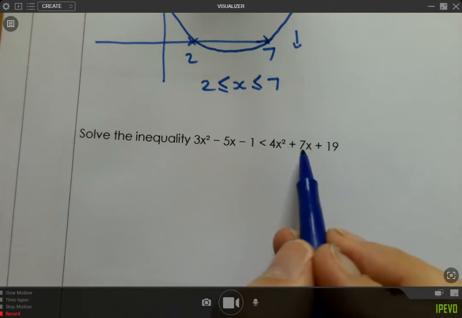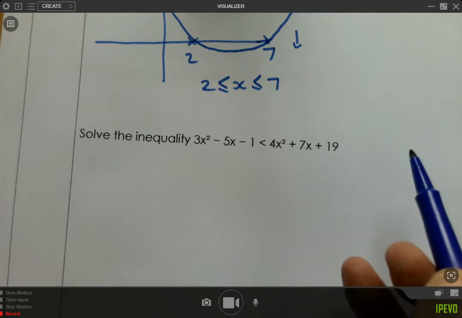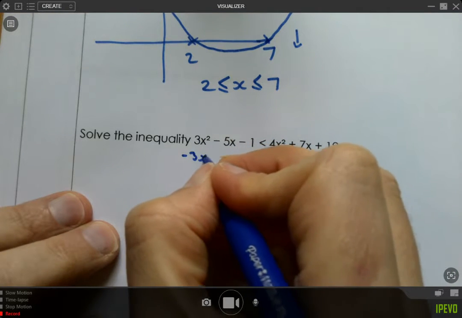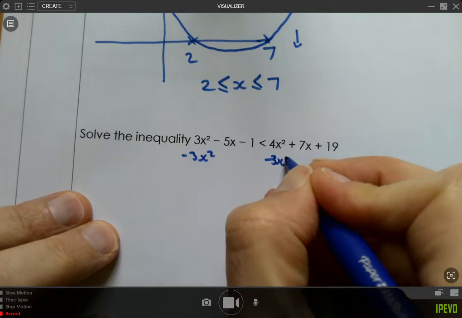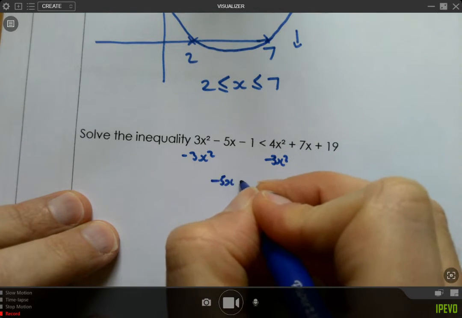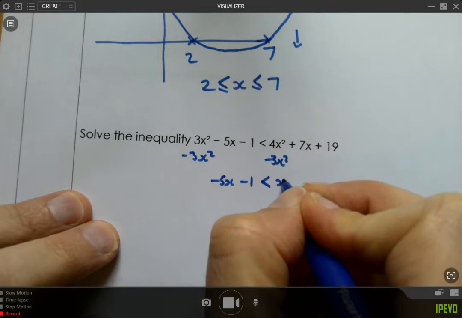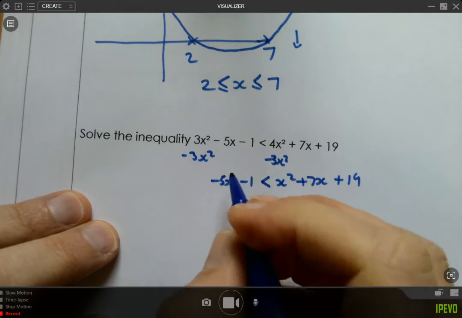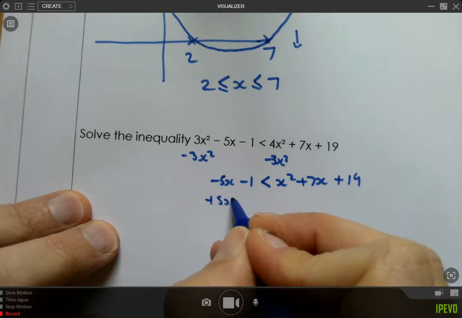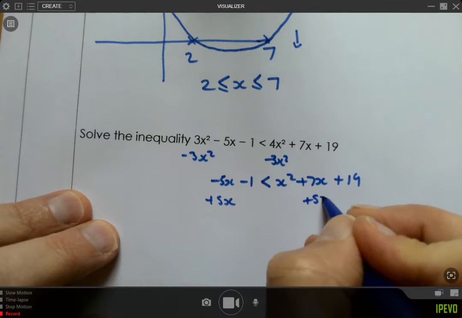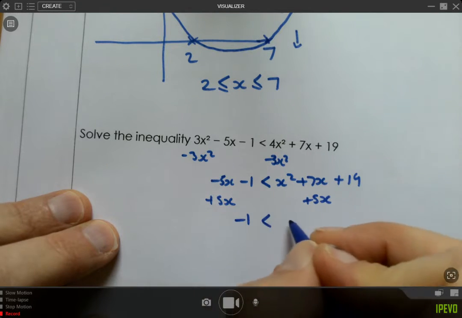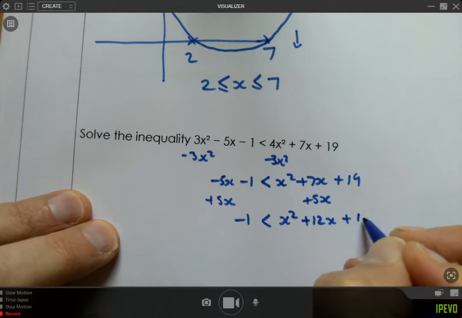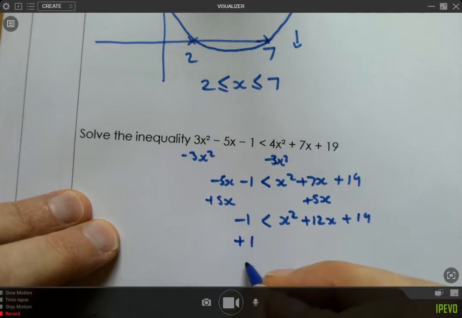So I've got unknowns on both sides, so I want to have one side to be 0 to make this easier to do. Take the 3x squared, take the 3x squared. I'm now left with minus x minus 1 is less than x squared plus 7x plus 19. I will add the 5x, so I've got minus 1 is less than x squared plus 12x plus 19. Add the 1, so I get 0.